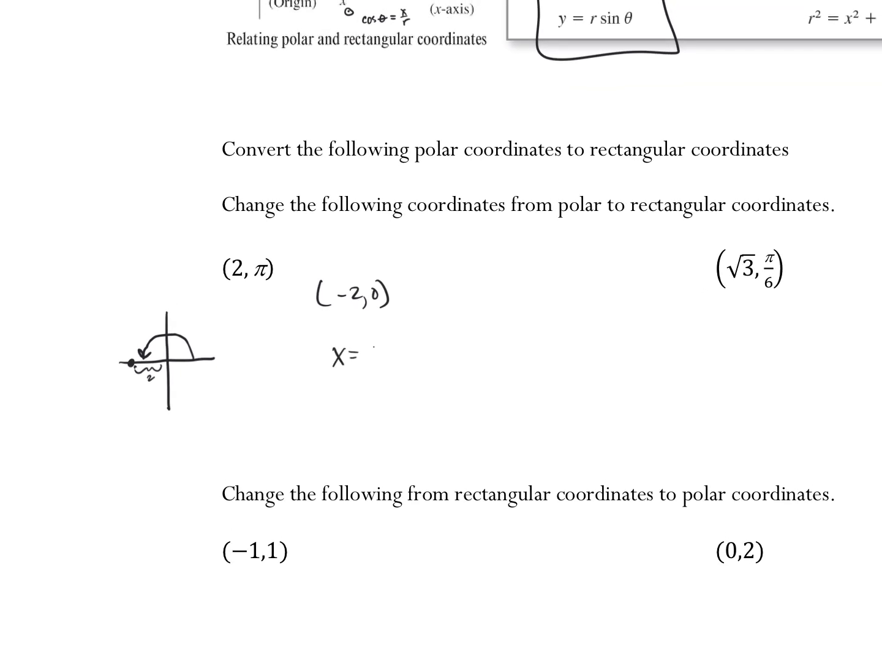If I'm using the formulas, x would be 2 cosine theta, so 2 cosine pi. Y equals 2 sine of pi, which is, again, -2 and 0, okay?